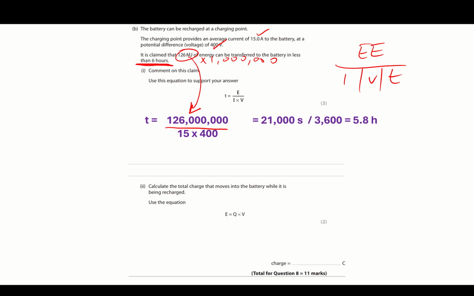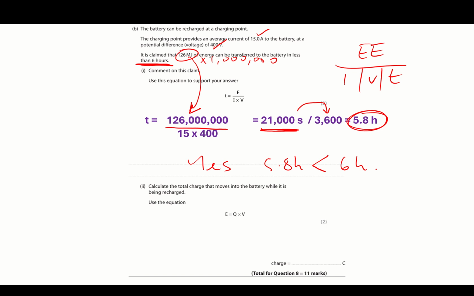126 million divided by 15 times 400 comes to 21,000 seconds. Divide by 3,600. Okay, so is it justified? Well, 5.8 hours is definitely less than 6 hours. Yes, 5.8 hours is less than 6 hours.